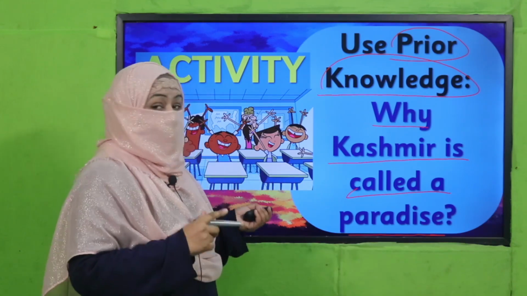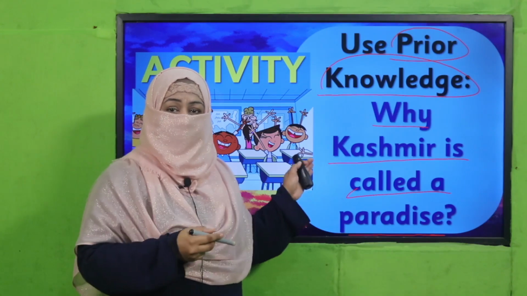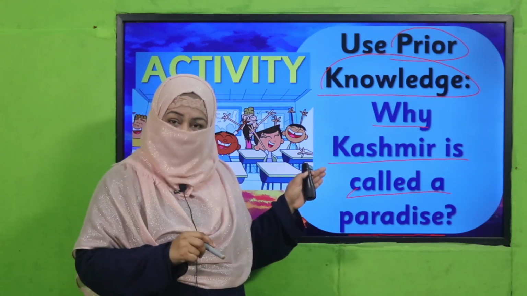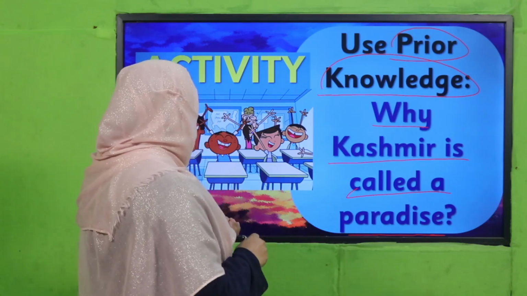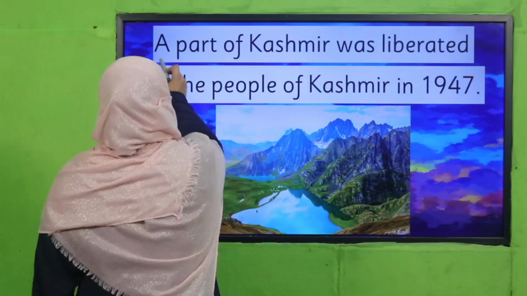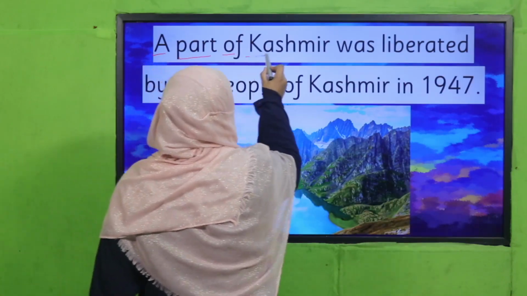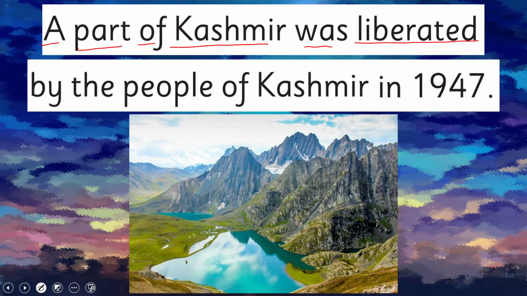Right? Okay, so be careful in the coming text. I will ask such type of question again. All right. Okay, so let's resume our reading. A part of Kashmir was liberated by the people of Kashmir in 1947.